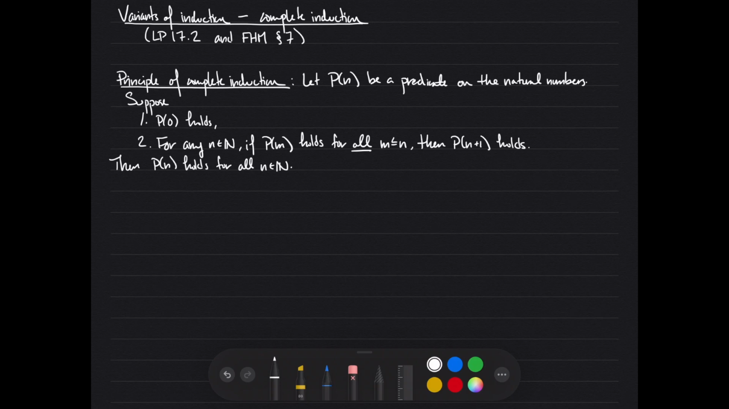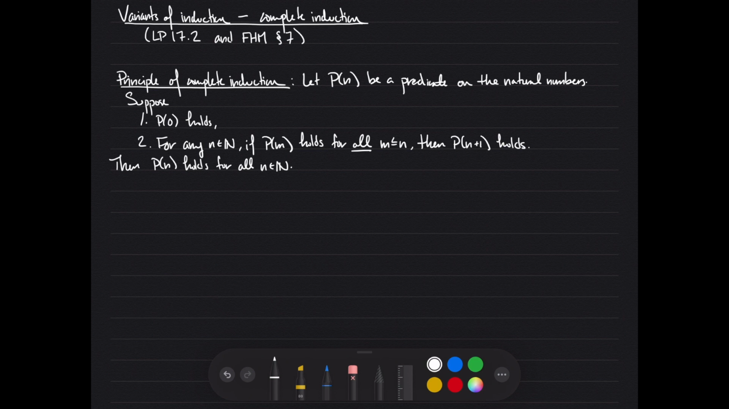Okay, so now we're going to talk about another variant of induction called complete induction. This one's not as simple as induction from the starting point, but I think it's relatively straightforward. Okay, so what's happening with complete induction?